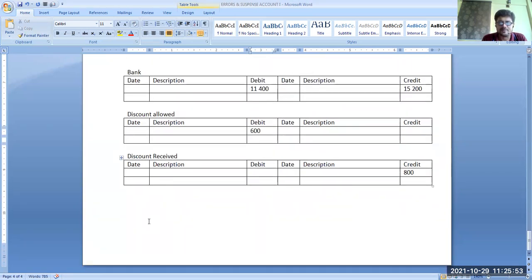So that's all for today. Whatever error you find, you have to rectify or you have to record in the trial balance. Sometimes they give you in CIE, okay, record the errors. Whatever it is, be careful about that. There are 7 errors which are not affecting trial balance. So in CIE, they can ask you about the 7 errors which are not affecting trial balance.